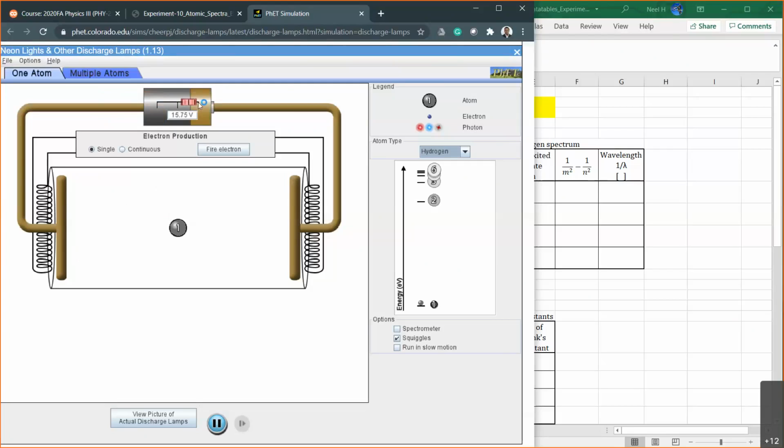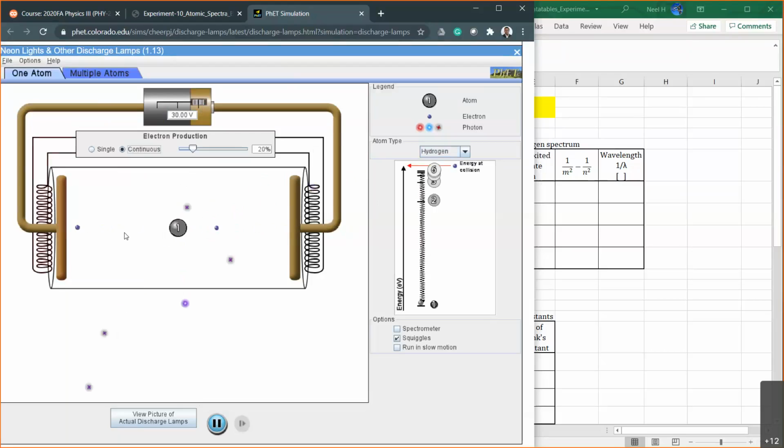Okay? You can click that and then drag all the way to the positive 30. Doesn't matter, positive or negative, it just changes the direction of the electron flow. Otherwise, it doesn't matter. And inside here, it's okay to have one atom. That's fine, I think. And here you can click continuous.